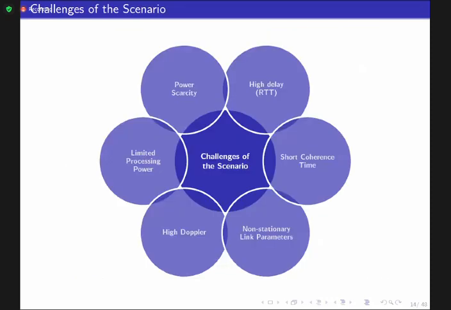What are the challenges of this specific scenario? We talked about phenomena in general that you should consider in channel modeling. Here we have identified at least 6 challenges that are specific to the IoT device supported by LEO nanosatellite scenario. So 2 big ones are power scarcity and limited power processing.